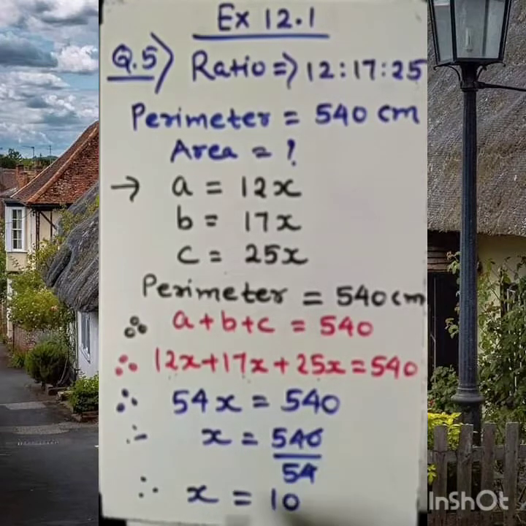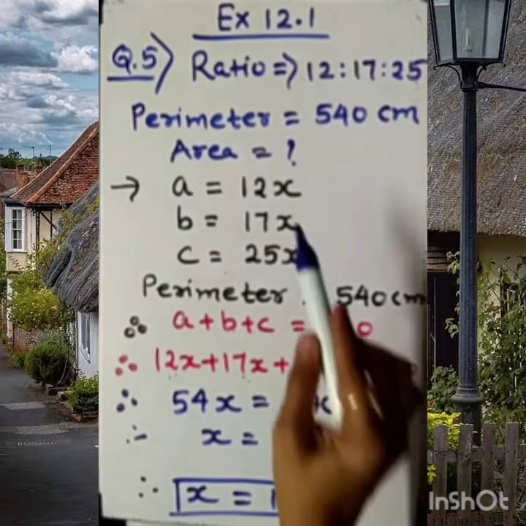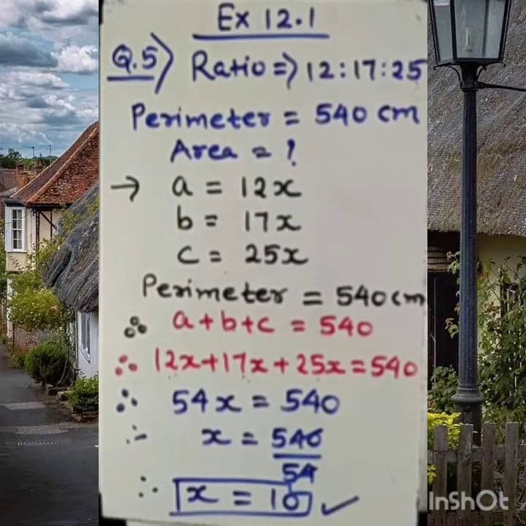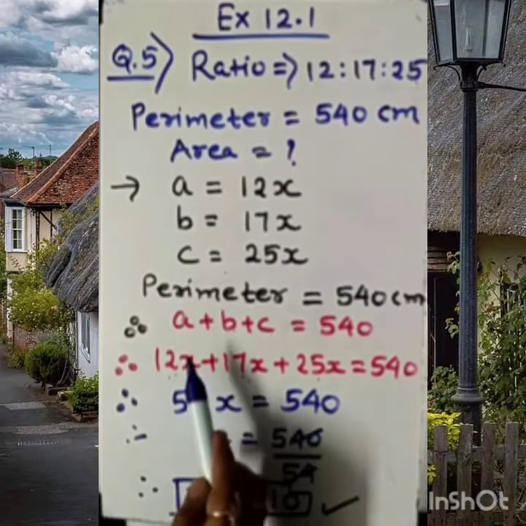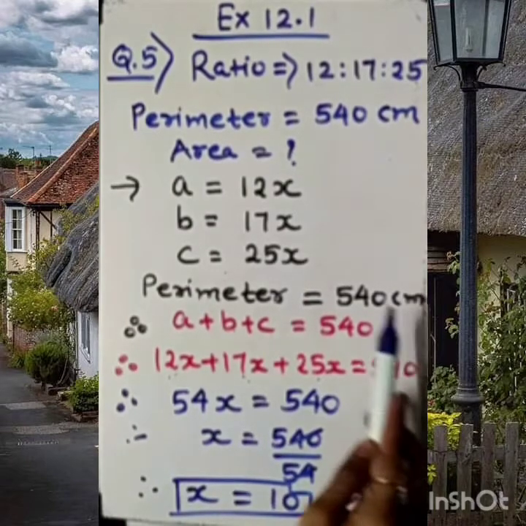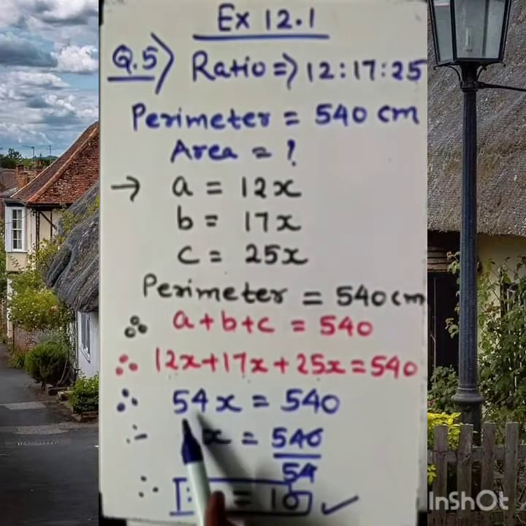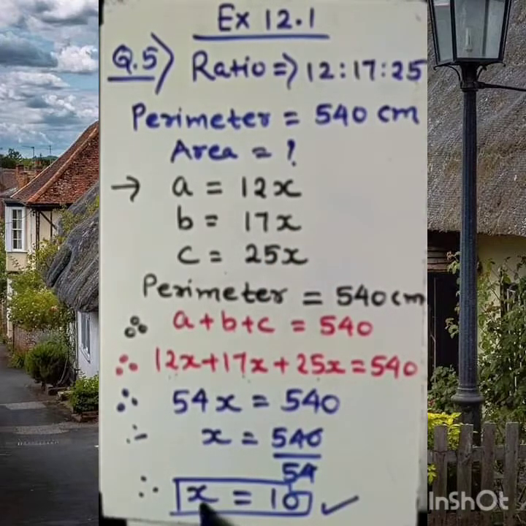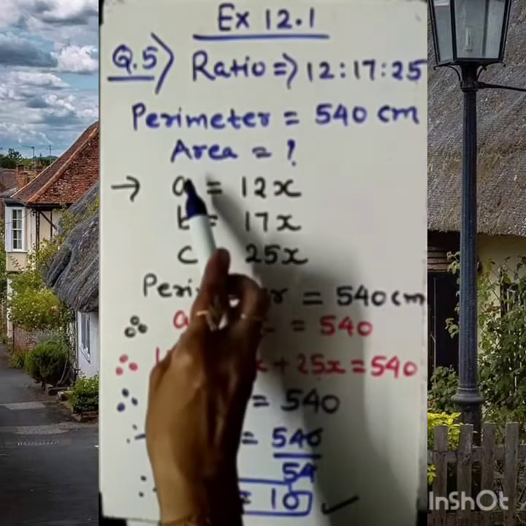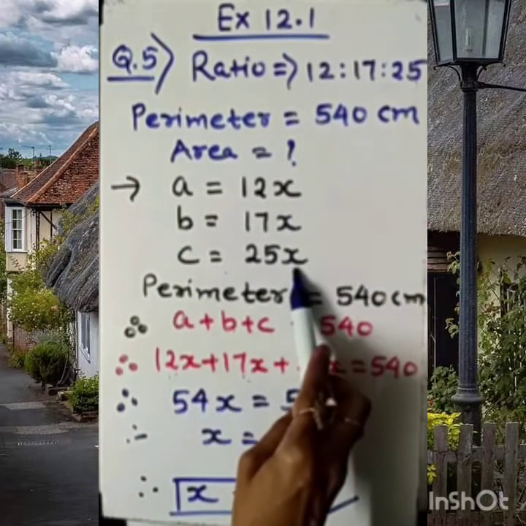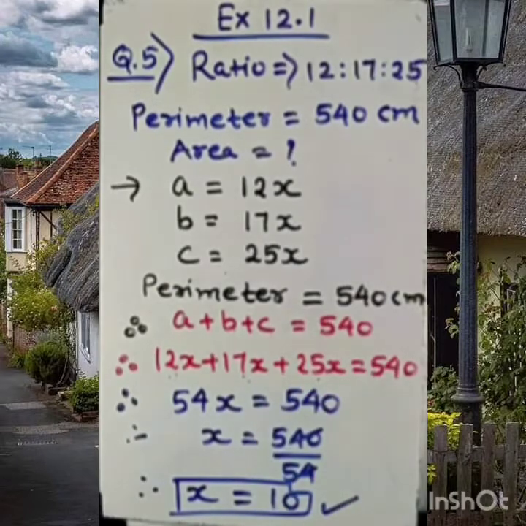The value of x we are getting is 10. This is the value of x, the constant which we have assumed here. So let's find all the sides now. You can see, dear student, through the given parameter, we substituted the value of the ratio given in ratio form and we got the value of the constant, that is 10. So now let's substitute x equal to 10 in a, b, c and find each and every side of the triangle.